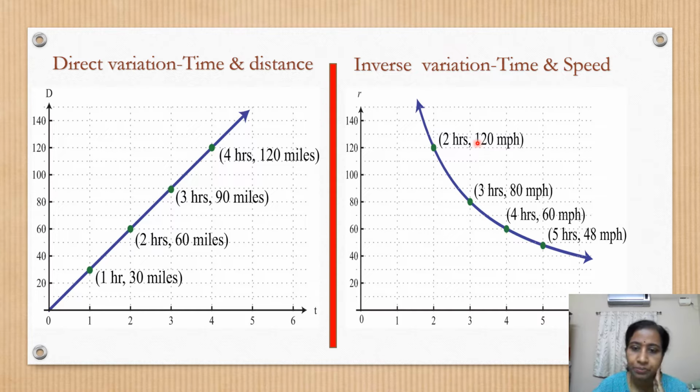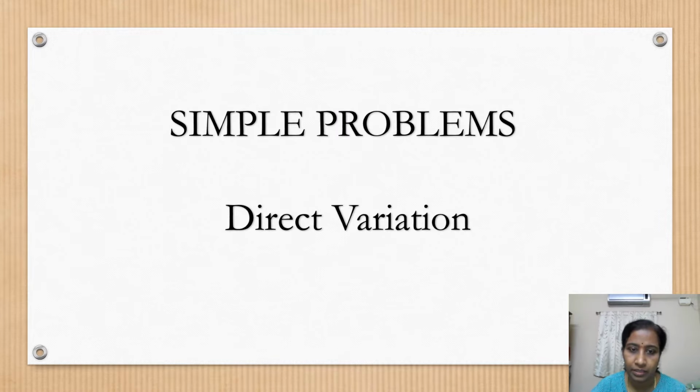Inverse variation: you have x values 2, 3, 4, 5 increasing, whereas y is decreasing: 120, 80, 60, 48. Y is decreasing. So the inverse variation graph will be just a curve like this.